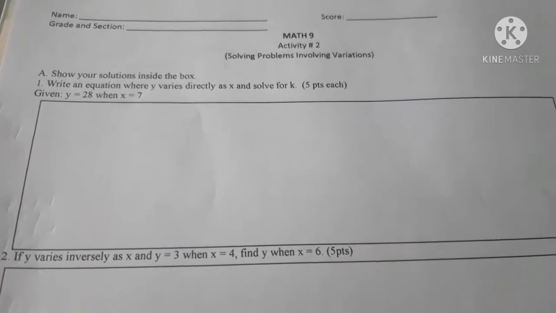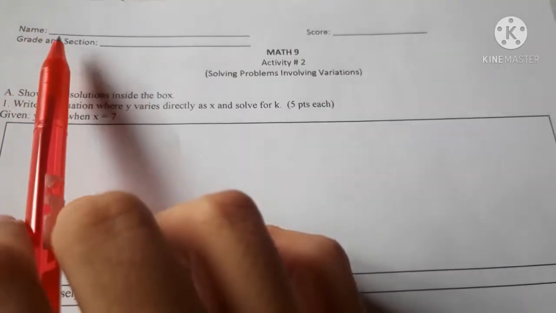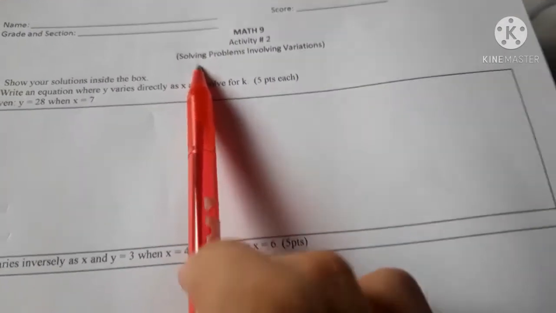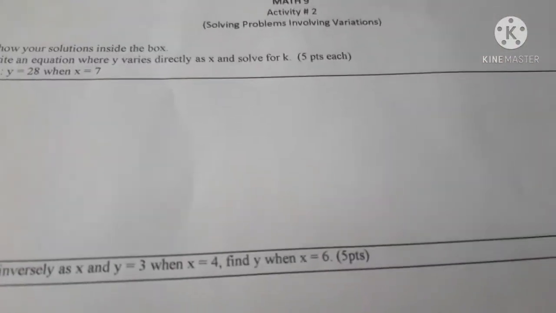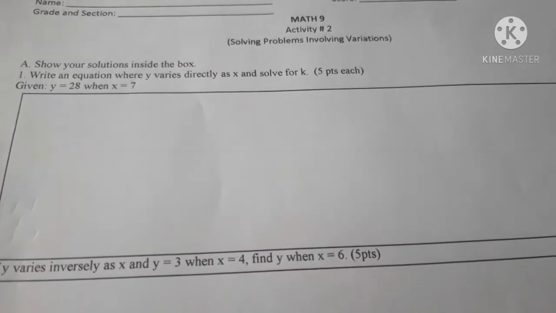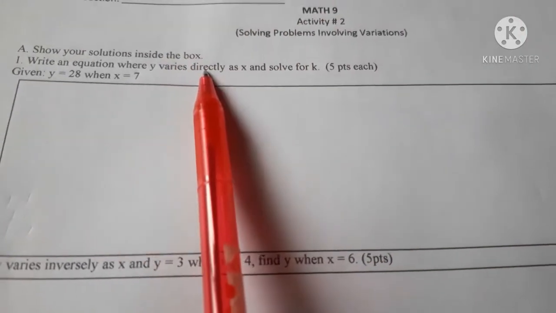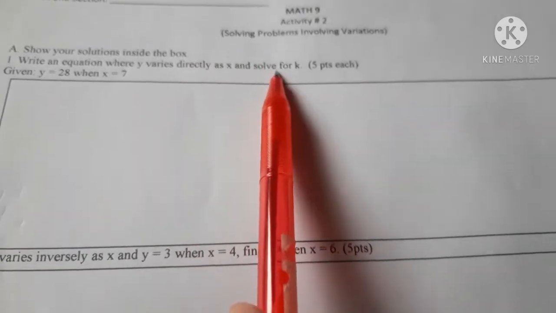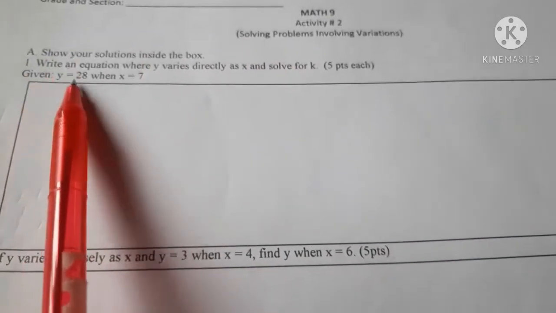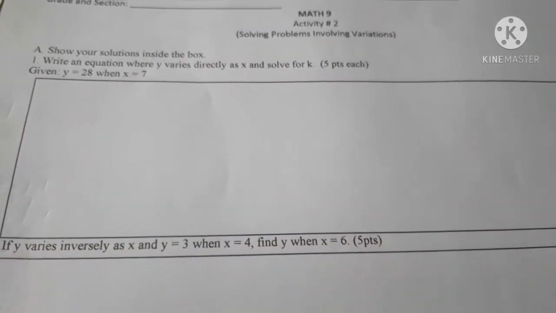Okay, so let's proceed to activity number 2. Again, don't forget to write your name, your grade, and section. So for activity 2, we are going to answer problems about variations. So for letter A instruction, you're going to show your solutions inside the box.